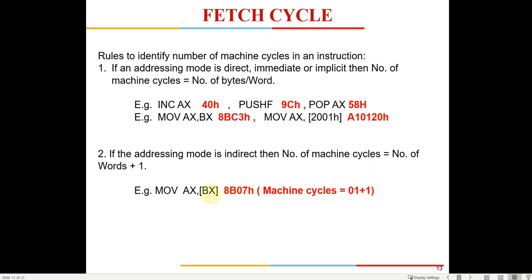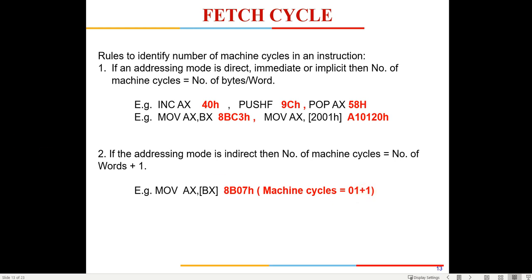So whenever there is indirect addressing, you will first see the opcode length, and whatever is the opcode number of words, those many machine cycles, plus you will have to add one to cater for the decoding of the indirect addressing and generating the physical address. So it will actually take 2 machine cycles. Is this clear to all of you?